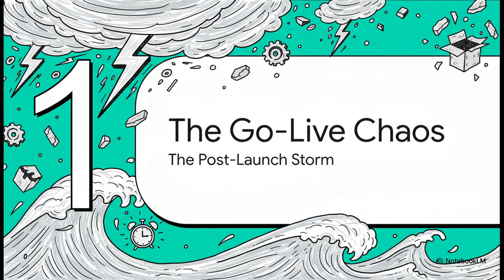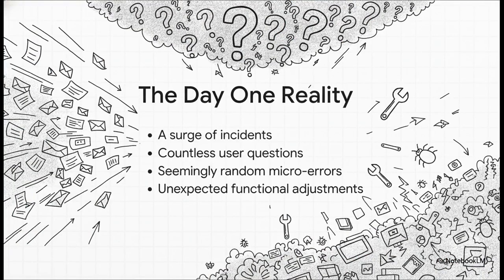Section 1, the go-live chaos. We're calling it the inevitable post-launch storm, and for good reason. The reality on day one usually looks something like this, right? You get this absolute fire hose of support tickets, a flood of questions from users who are trying to figure out the new system. A whole bunch of tiny, random-seeming errors start popping up. And, of course, requests for little tweaks that somehow never came up in all those months of testing. It can feel, well, completely overwhelming.